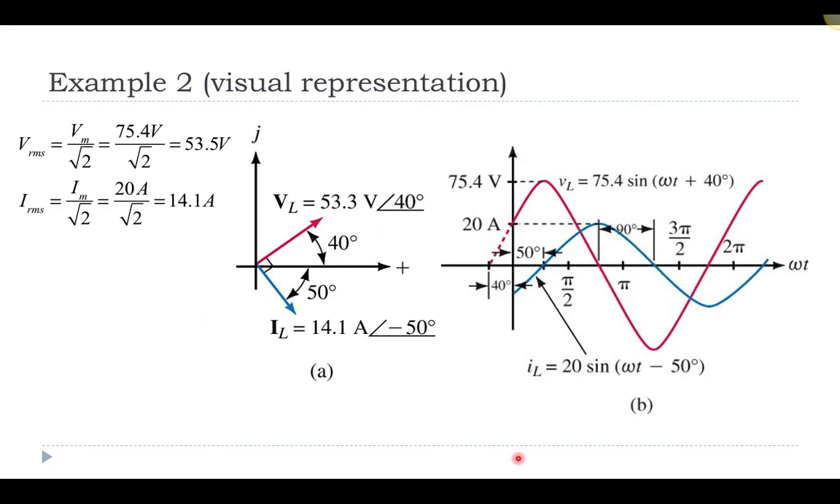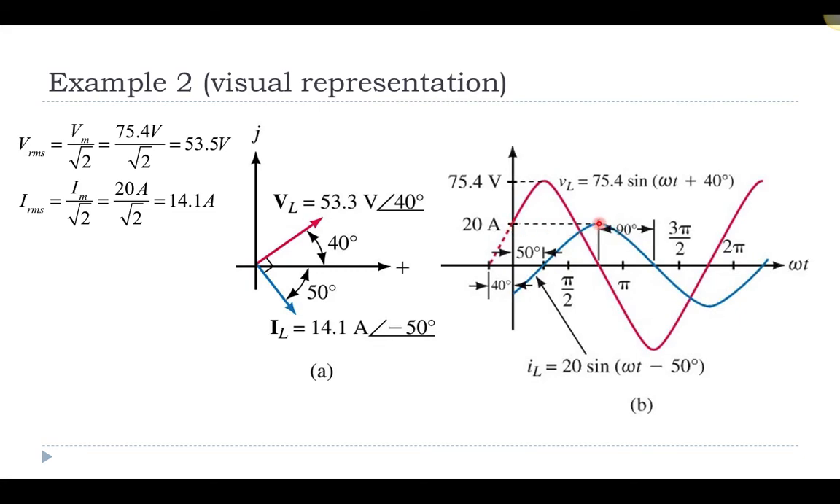If I were to draw a picture of this, here is my waveform picture. So my voltage is in red, 75.4. It is shifted to the left by 40 degrees because it's a positive 40 degrees. My current is shifted to the right by 50 degrees, and it has an amplitude of 20.